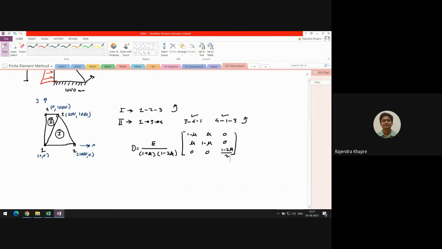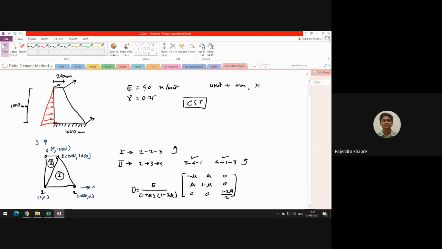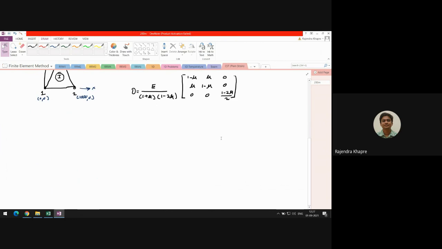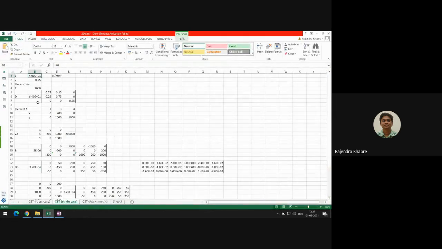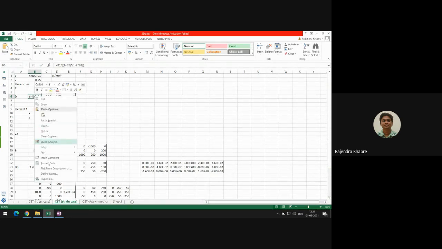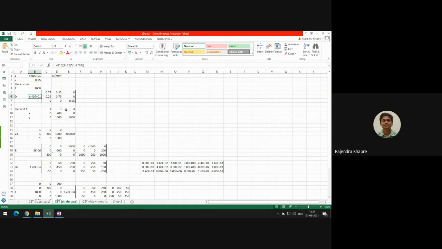Now we already know the values: E is 40 and mu is 0.25. Since we know all these values, I can just substitute them in the expression so that I can get the value of D over here. Let me do the calculation part. You can also do the calculations along with me.